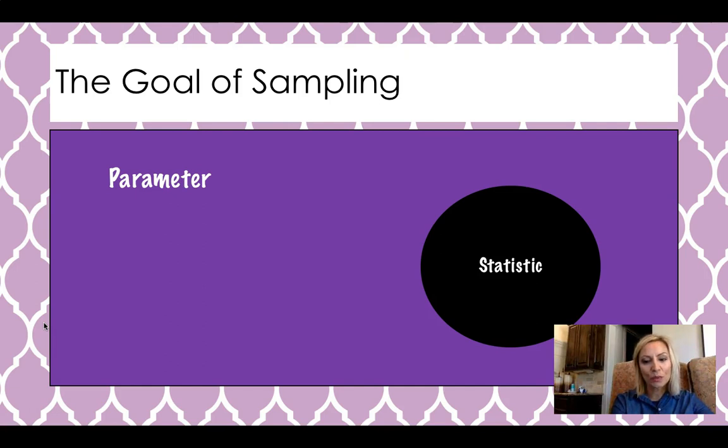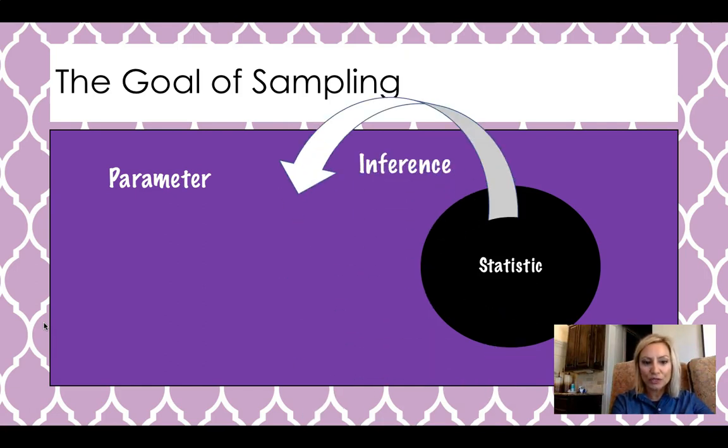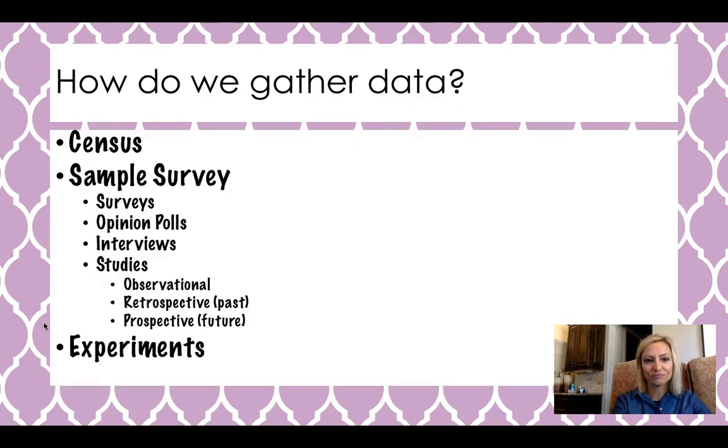Later in this course, we're going to use the statistic from our sample to infer something about the population. We're going to predict, do a hypothesis test, or build a confidence interval so that we can predict the true parameter for a population. Today, let's talk about actually gathering data.